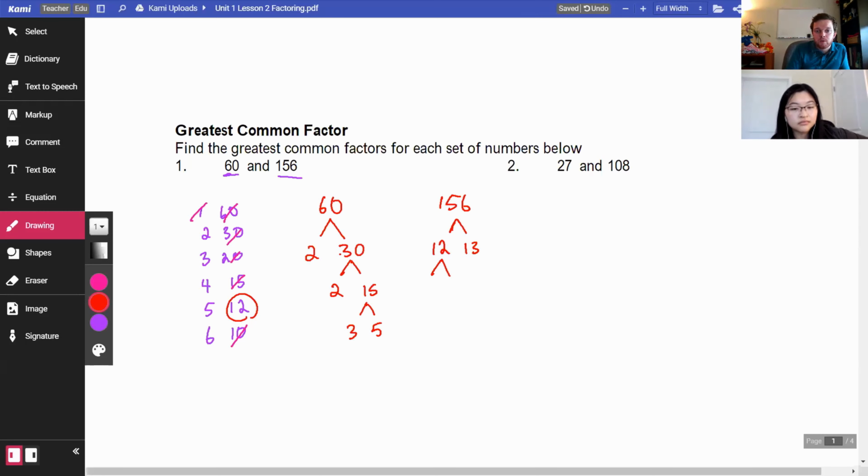12 and 13, so we can do 2 and 6, and then 3 and 2, and I don't believe I'm missing anything. By preference, I like to have numbers next to each other. 2, 2, 3, and 13, 2, 2, 2, sorry, 2, 2, 3, and 5. All right. I like a little bit more chaos in my life, but yeah, it's fine.